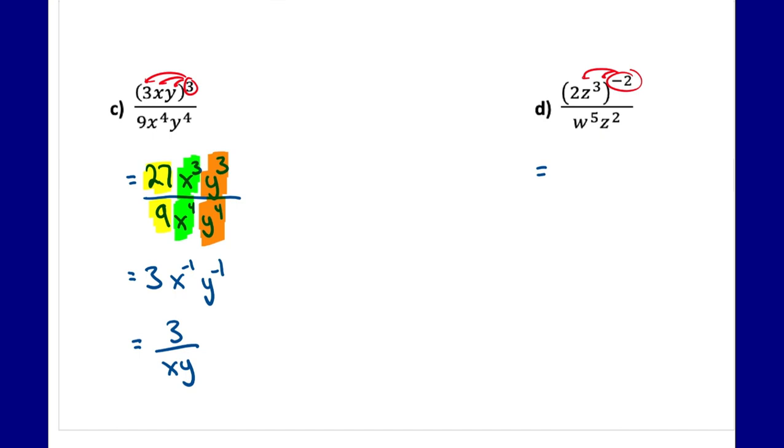Just because you don't want to flip it early or change the exponent early to a positive and then realize that after you multiply or subtract, oh, it's a negative again, so I got to move it back. So this negative 2 applies to both parts, so 2 to the power of negative 2, z to the power of 3 to the power of negative 2, so I multiply, I get z to the power of negative 6, divided by w5z2.